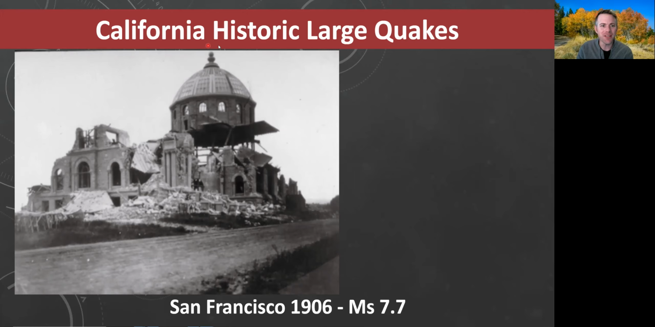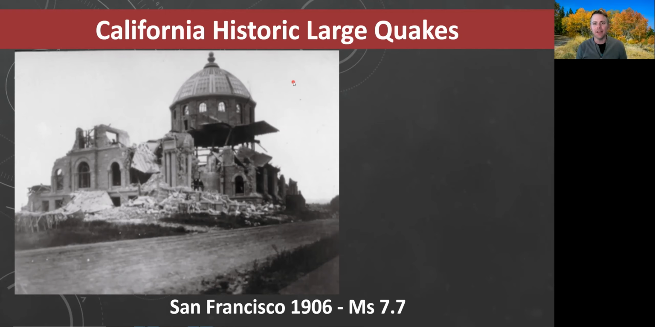So some of the California historical large earthquakes that have happened, we have the San Francisco earthquake back in 1906. It was probably about a magnitude 7.7 on today's scale. And we're going to see next week that when we go from like a magnitude 6 to a magnitude 7, that means the amount of shaking increases about 10 times.